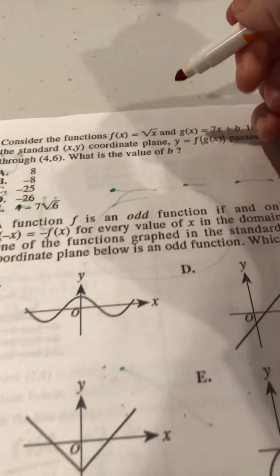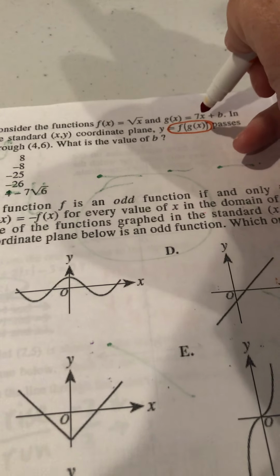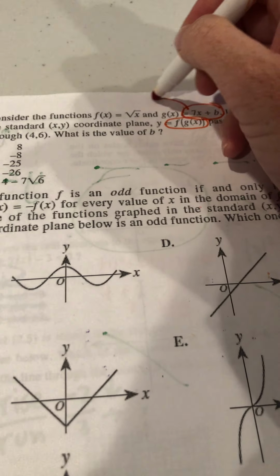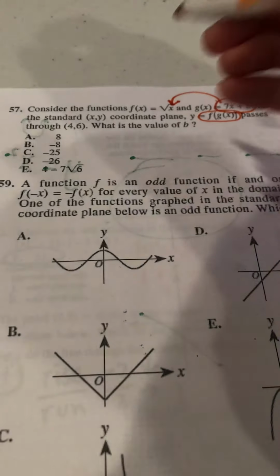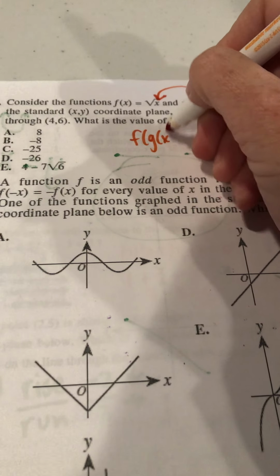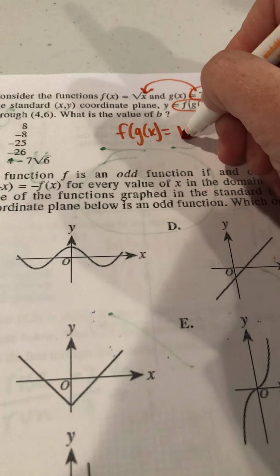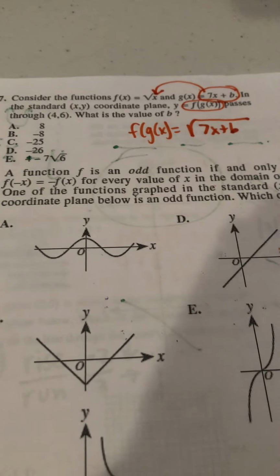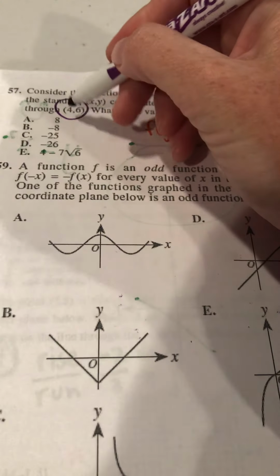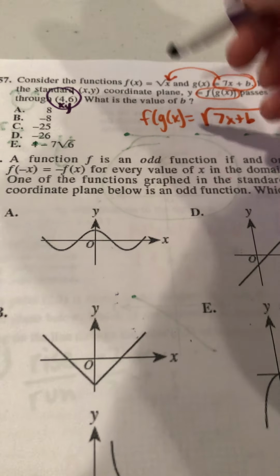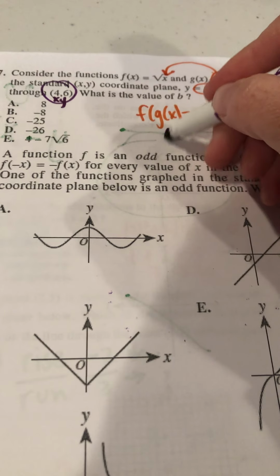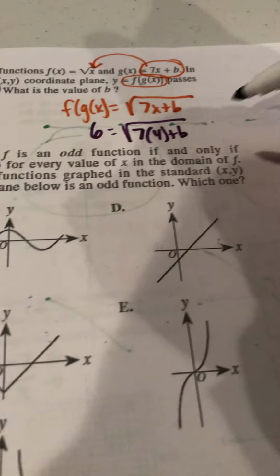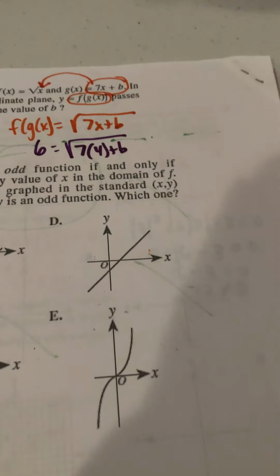Okay, so here we have the composition problem again. It says to put G into F with X. So I'm going to put this into here. So F of G of X is the square root of 7x plus B. And then they told us the answer is here. So we have to know that's X and that's Y. So technically this is Y, so I'd say 6 is the square root of 7 times 4 plus B, and they want us to solve for B.